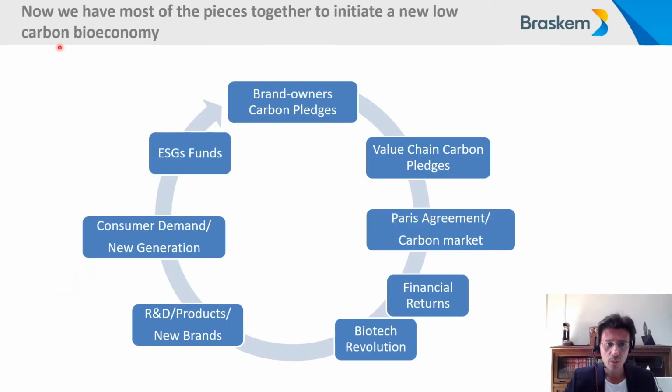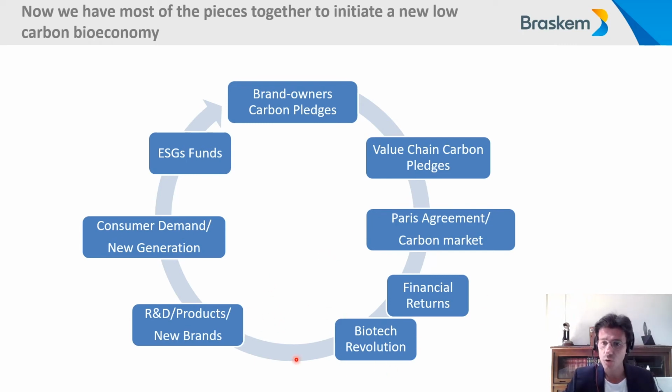And we also believe that we are in a very good position. As you can see, we have been seeing carbon neutrality pledges from countries, from companies, and also from brand owners, which are very important to push the demand. We have the advances of the Paris Agreement. We have this ongoing discussion on the carbon market, but we are very positive. We are getting very good financial returns on the business as well.